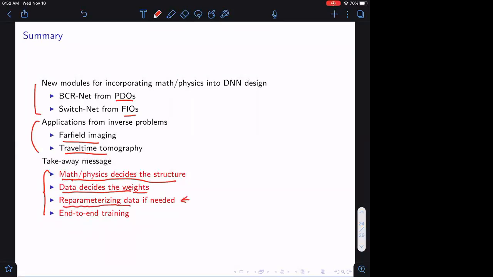Another important piece of experience is that reparameterization really helps. If the data is parameterized in a bad way, then you might need to use a fully connected neural network, which is very hard to train. But if you reparameterize in the right way, then it can simply be implemented by convolution. And finally, as I'm repeating myself, end-to-end training is very important. In fact, it's very flexible, and end-to-end training gives us the best performance.